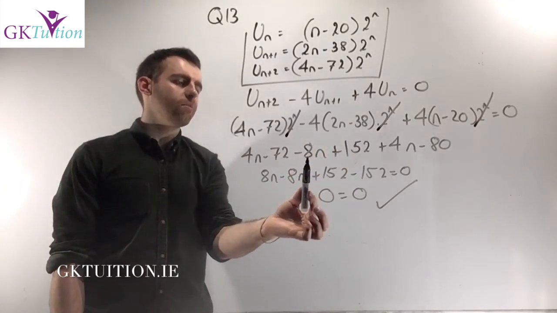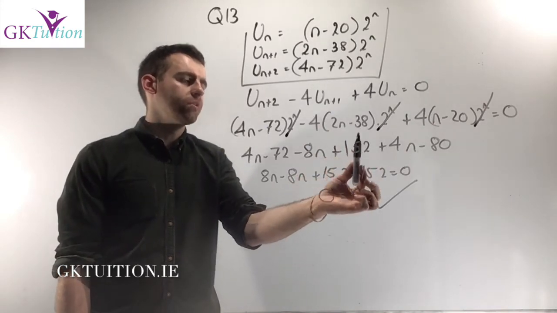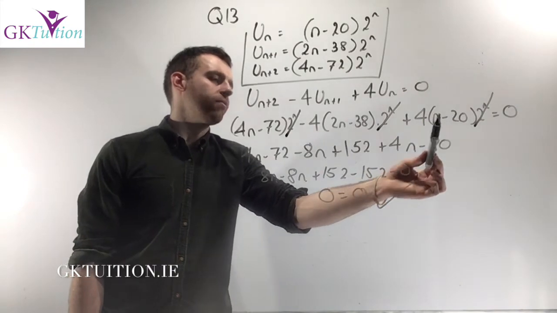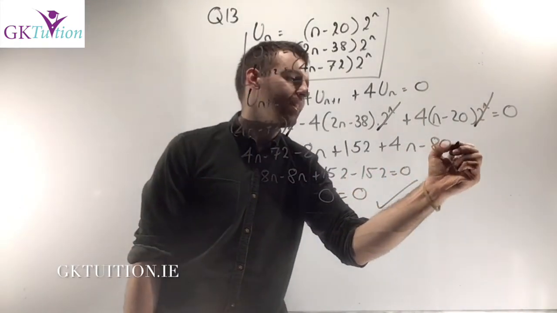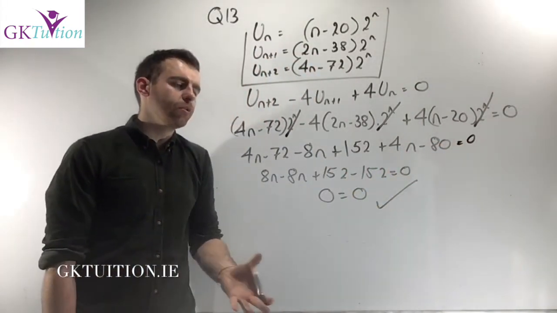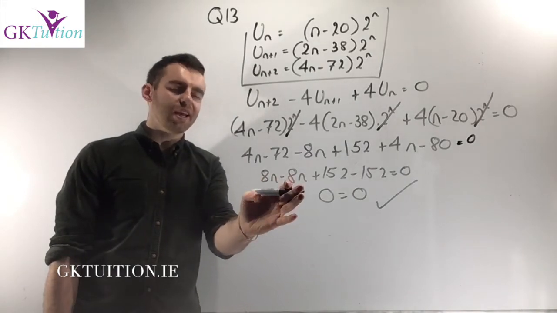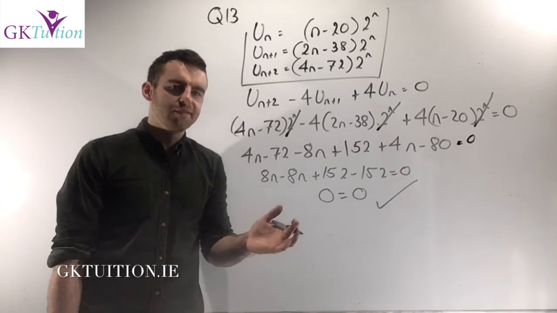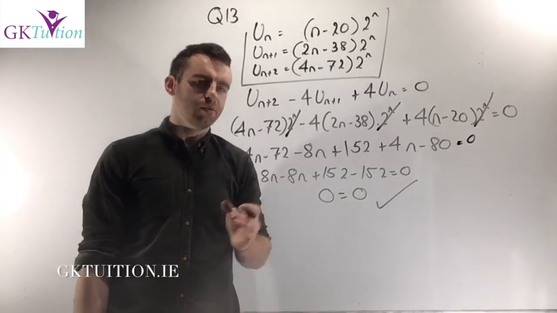Minus 4 by 2n is minus 8n. Minus 4 by minus 38 is plus 152. 4 by n is 4n, and 4 by minus 20 is minus 80. And at that stage I just grouped all my n's. I got 8n minus 8n. Grouped all my numbers, I got 52 minus 52. So obviously everything cancels out and I'm left with 0 equals 0.